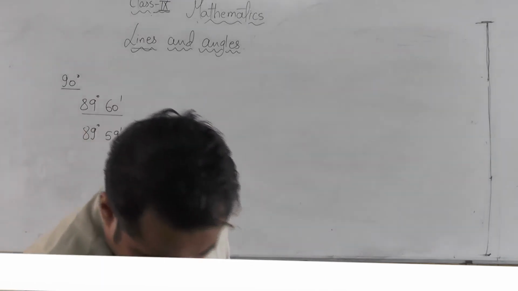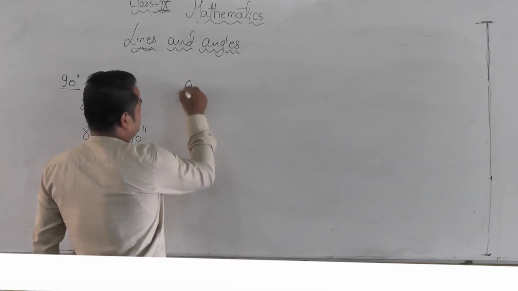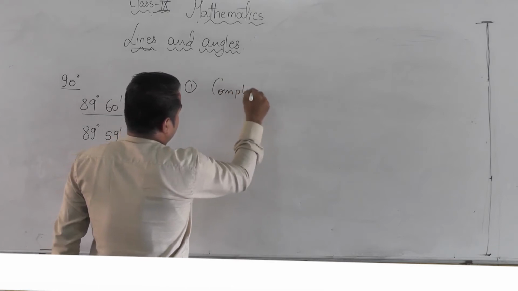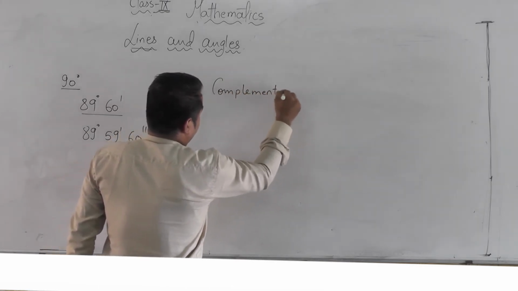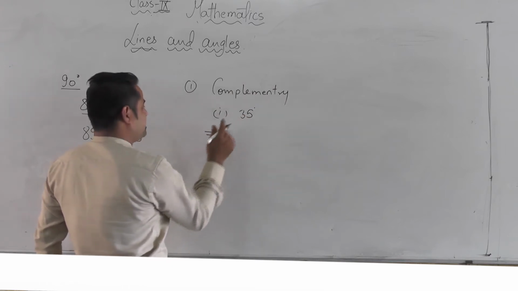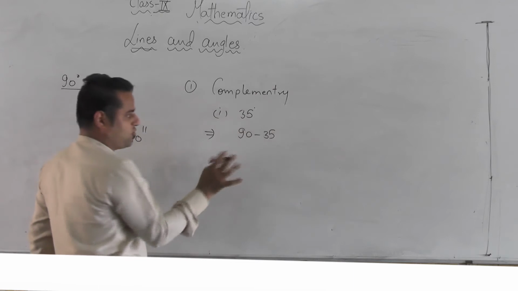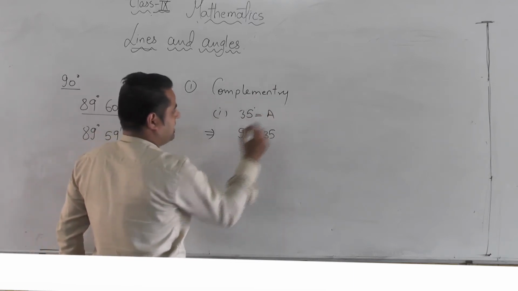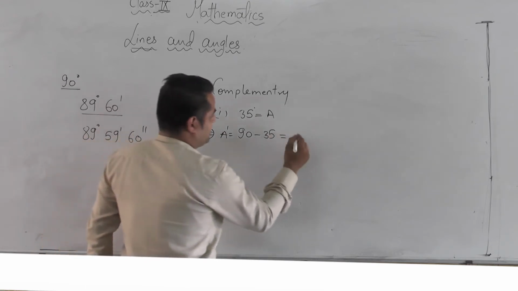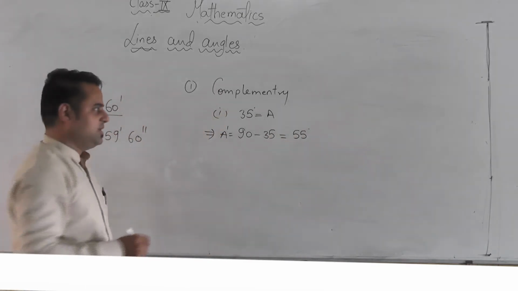Okay. So let's see a few complementary and supplementary problems. Like, find the complement of angle 35 degree. So the complement of 35 is 90 minus 35. How can we write a complement? Suppose this is angle A, so A dash is the complement of that angle. So it will come as 55. 90 minus 35 is 55.